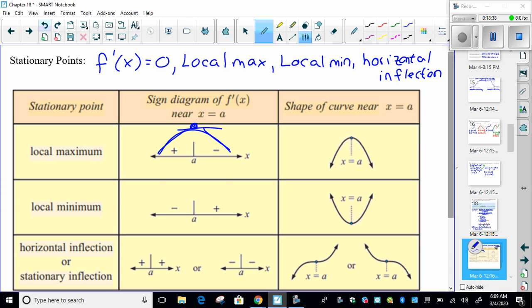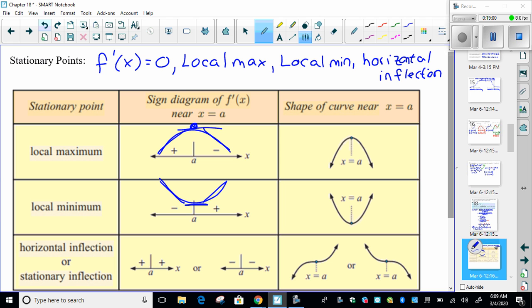There is a local min when I go from a negative slope to a positive slope. Again, at some point it turns, and that's going to be a 0 value. So that's where you're going to have a local min, when it goes from a negative slope to a positive slope. There is a horizontal inflection when it goes from a positive slope to a positive slope, but having a 0 along the way, or a negative slope to a negative slope with a 0.